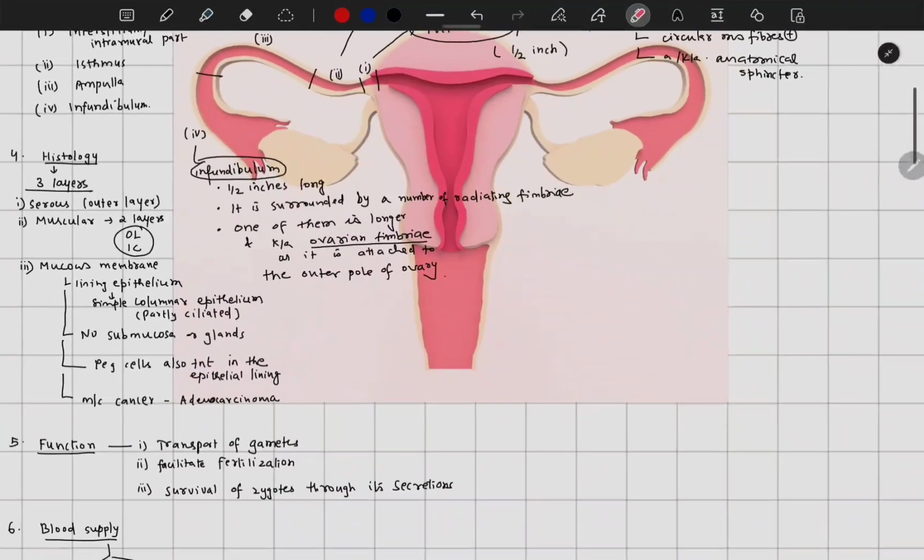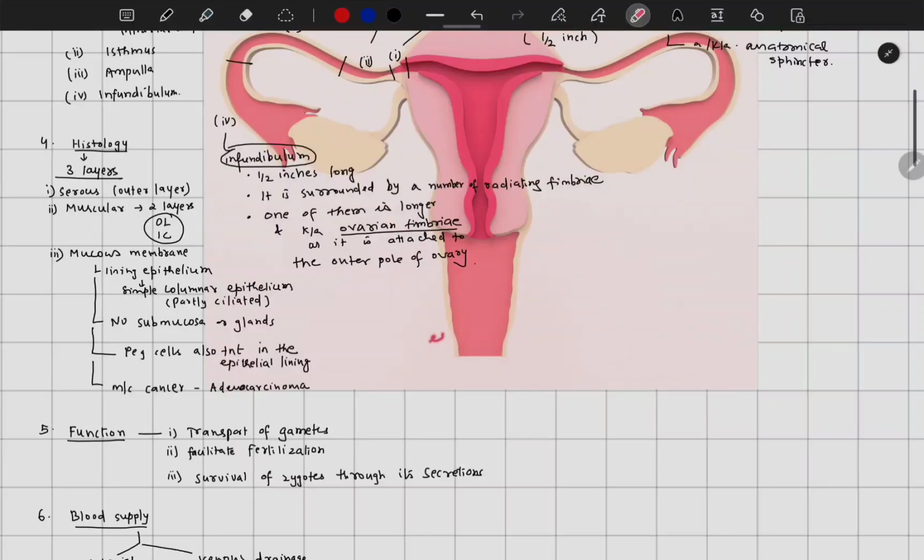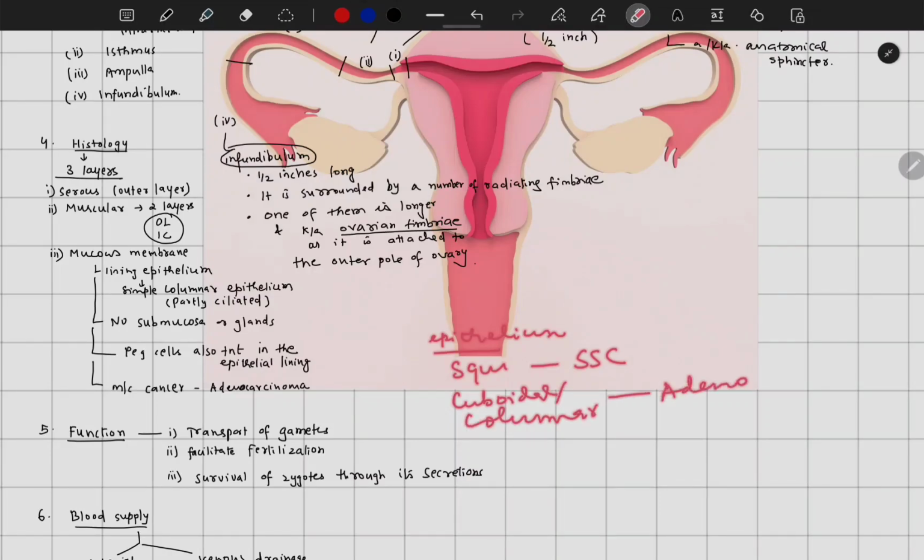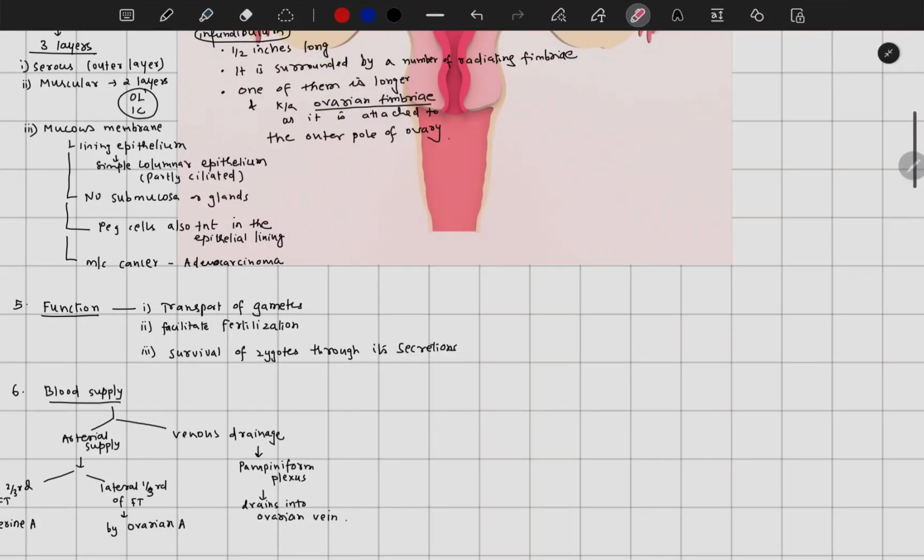How do we know what cancer will occur where? It depends upon the epithelium. If it is squamous epithelium, then squamous cell carcinoma will happen. If it is cuboidal or columnar epithelium, then adenocarcinoma will happen. So depending upon the epithelium, the cancer will be there. And the function of the fallopian tube? Transport of gametes, then facilitating fertilization and survival of the zygote through its secretions.